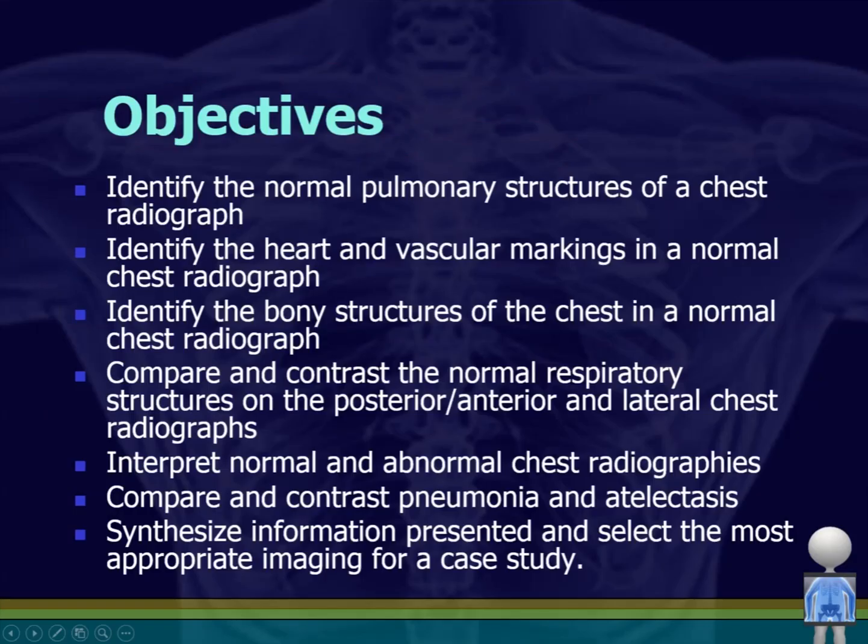We'll be identifying the normal pulmonary structures of a chest film, identifying the heart, vascular markings of course, identifying bony structures of the chest, comparing normal structures versus pathological structures, interpreting abnormal and normal chest films, looking at pneumonia, atelectasis, among many other pathologies and how you would tell the difference on your chest x-ray.